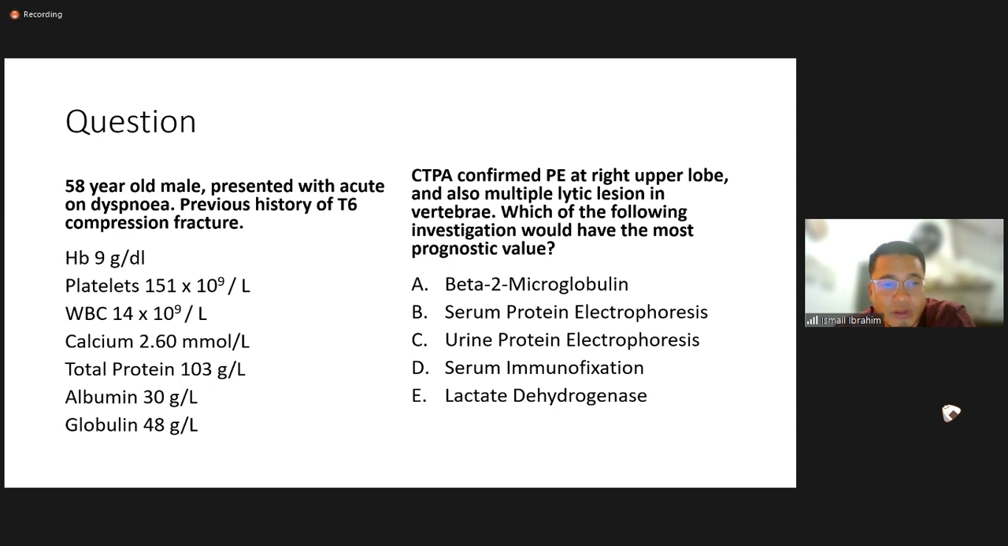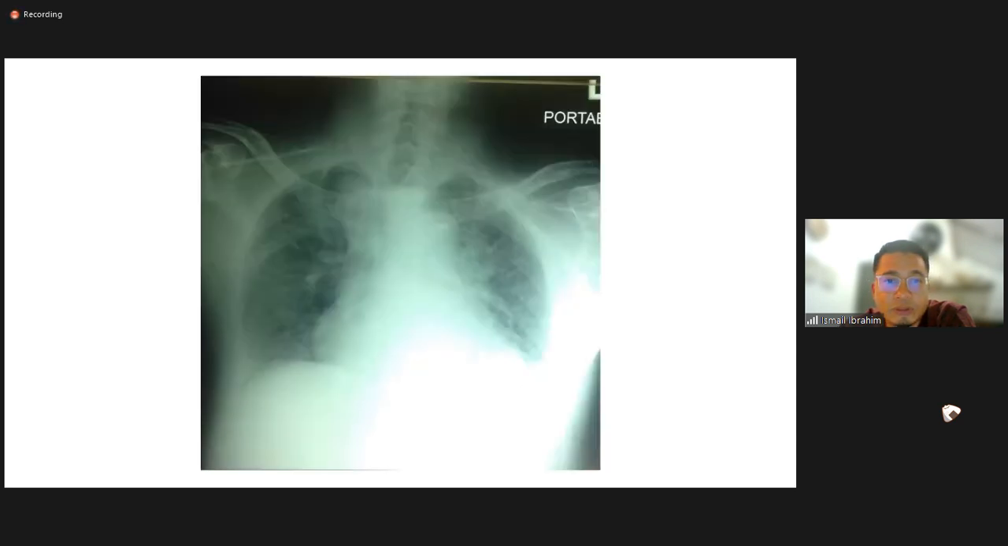So this is the diagnosis of multiple myeloma, and how do we prognosticate multiple myeloma? We use beta-2 microglobulin. Serum protein electrophoresis is used to diagnose, serum immunofixation is also used to diagnose, as is urine protein electrophoresis. LDH can also be used to prognosticate, but not as good as beta-2 microglobulin.